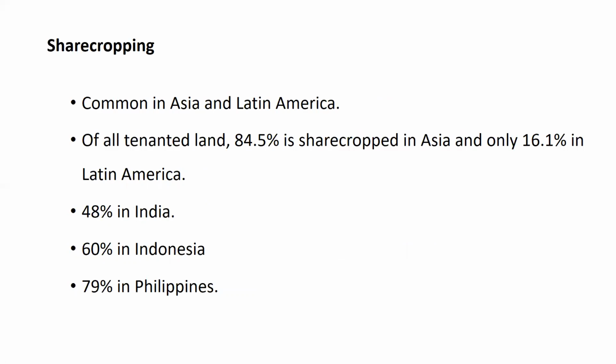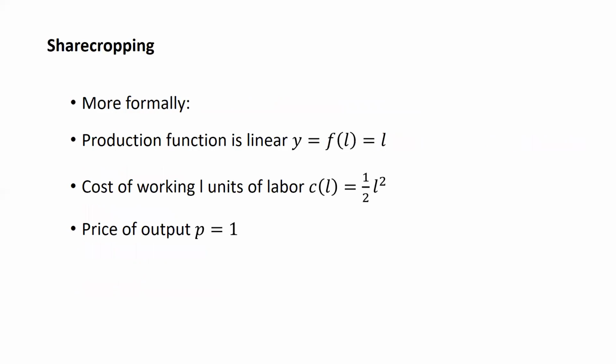Okay. This is very common in Asia and Latin America, as I was saying. 84.5% of all tenant land is sharecropped in Asia, so this is huge. In India, it's 48%, Indonesia is 60%, in the Philippines, it's close to 80% of all tenant land that is using this institution. In Latin America, it's only 16%, still significant, but nowhere near as high.